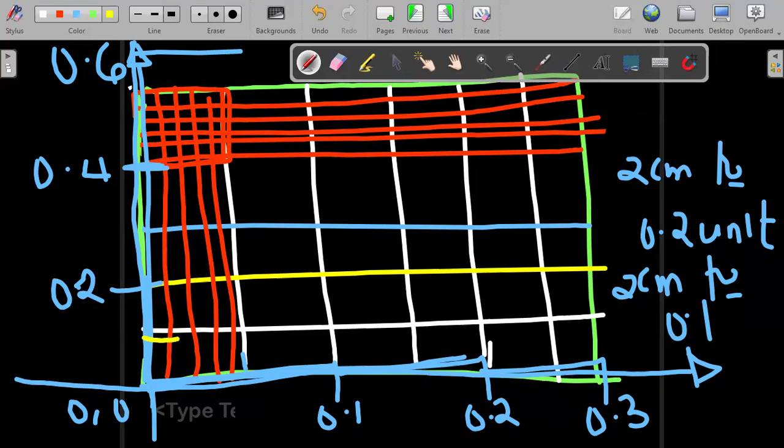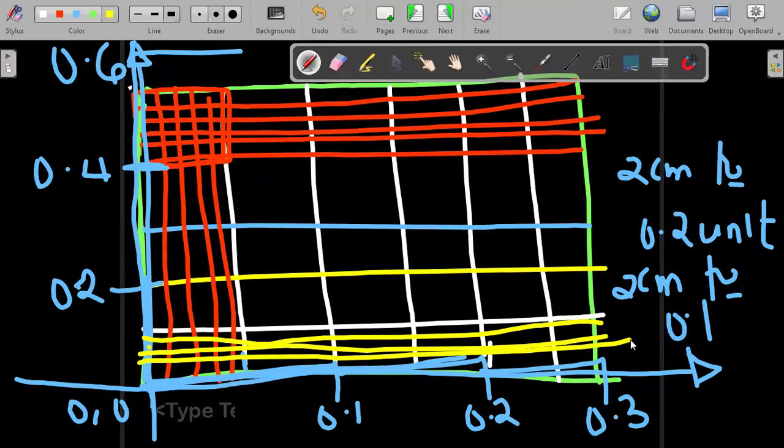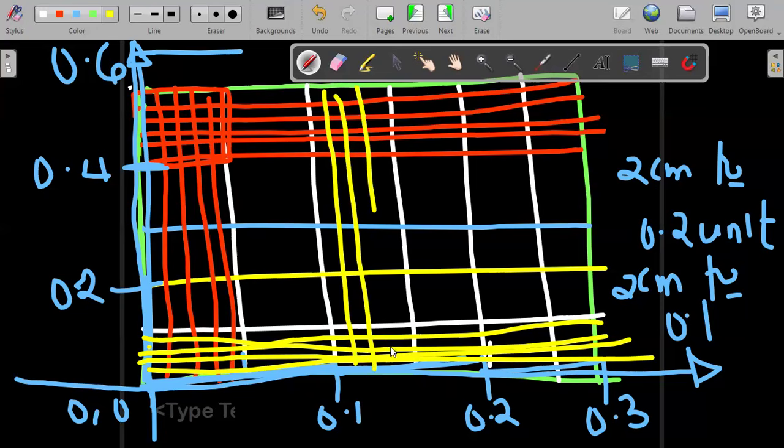So this one is also 5 points. 1, 2, 3, 4, and 5. So all these ones are 5. 1, 2, 3, 4, and 5. This is how your graph normally looks. So I hope the centimeter, the unit explanation is clear. Yes, sir.